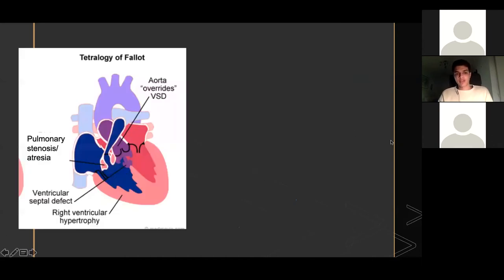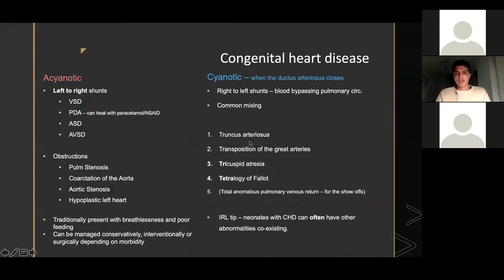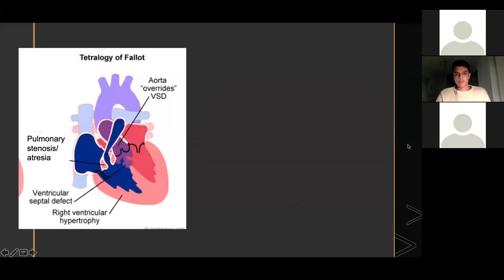So let's talk about tetralogy. There are 2 common conditions that you really should learn about, tetralogy and transposition, okay? So tetralogy of Fallot is this tetra, okay? It's 4 defects, and you can imagine it in a certain way.